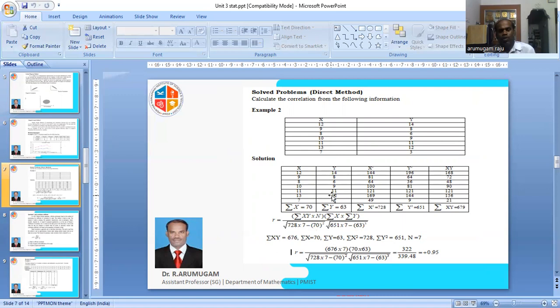For this question, you have to find the x square, y square and xy values. Finally, you have to find the sums: summation x, summation y, summation x square, summation y square, and summation xy. Next, we have to find x bar and y bar based on these results. Finally, you can get the r value. Here r is 0.95. So plus 0.95 means this is a positive correlation, right?